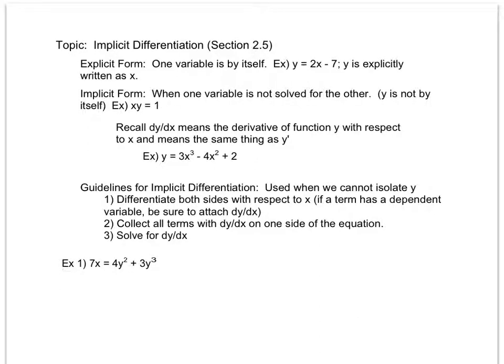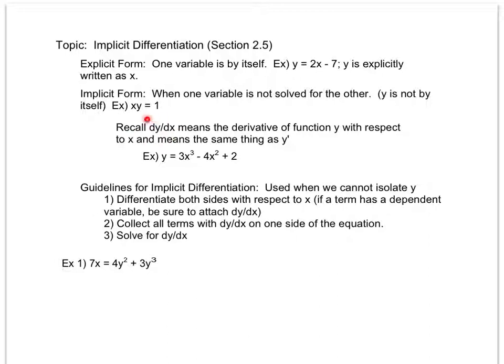We need to start talking about another type of differentiation, which is called implicit differentiation. We use it when we have an equation in an implicit form, which means our dependent variable isn't explicitly written by itself, like in this explicit form. So here would be an example of an equation in explicit form. Here would be an example of an equation in implicit form.